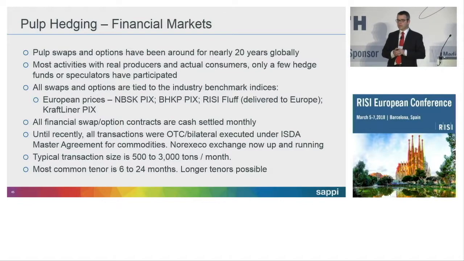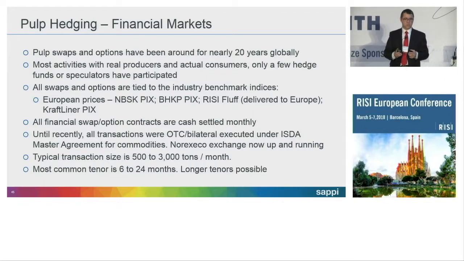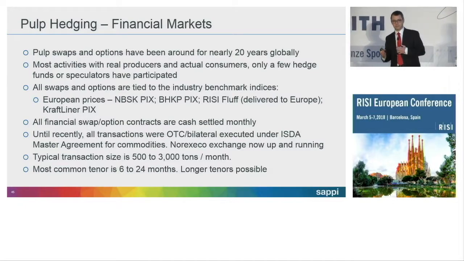Up until a couple of years ago, we never had an option to trade on an exchange. Now we have NOREXECO. NOREXECO is essentially a market that we can trade futures and derivatives for pulp. We use it, and many others use it, but not enough. The liquidity is not what it should be.